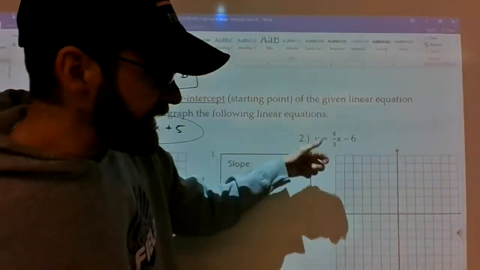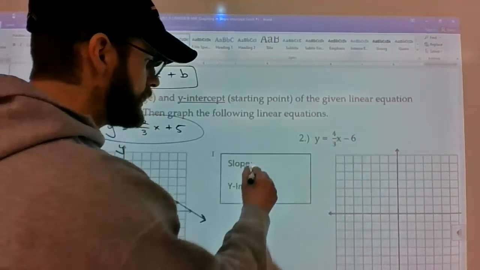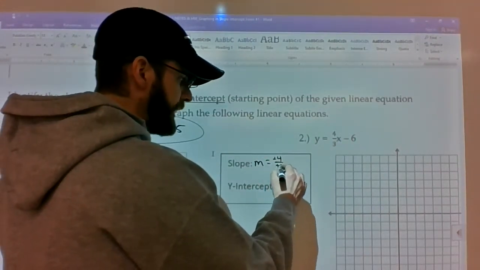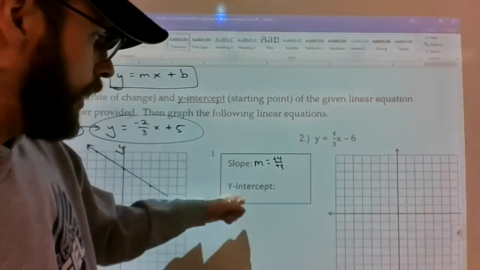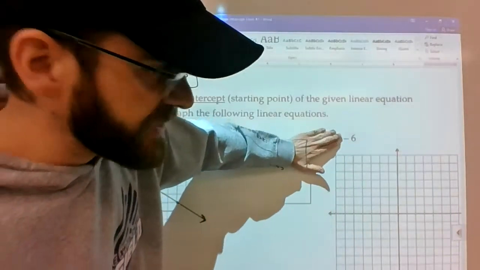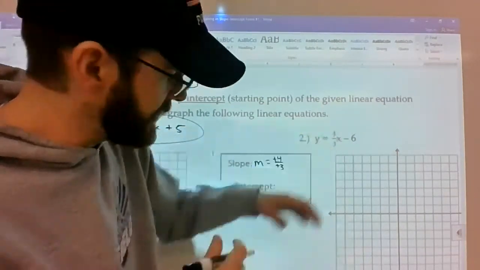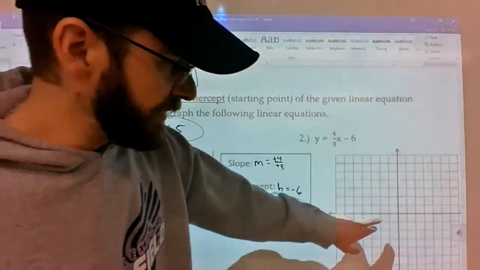Number 2 is already in slope-intercept form, y equals mx plus b. So m is equal to positive 4 over positive 3. All right, that's good to know. Our b, our y-intercept, notice it's minus 6. So we're going to put a negative 6 as our starting point. B equals negative 6.